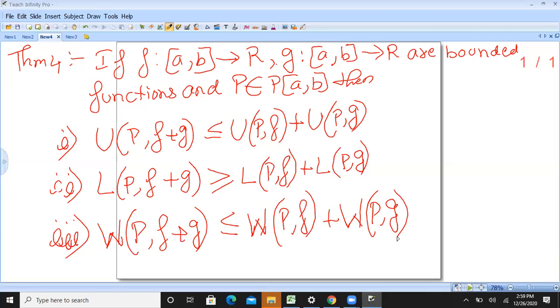Okay. So what does the statement state here? If f: [a, b] tends to R, g: [a, b] tends to R, so here are the two terms, f and g. Next, they are bounded functions, as I already said. Next, P belongs to P[a, b]. So let us draw the diagram.